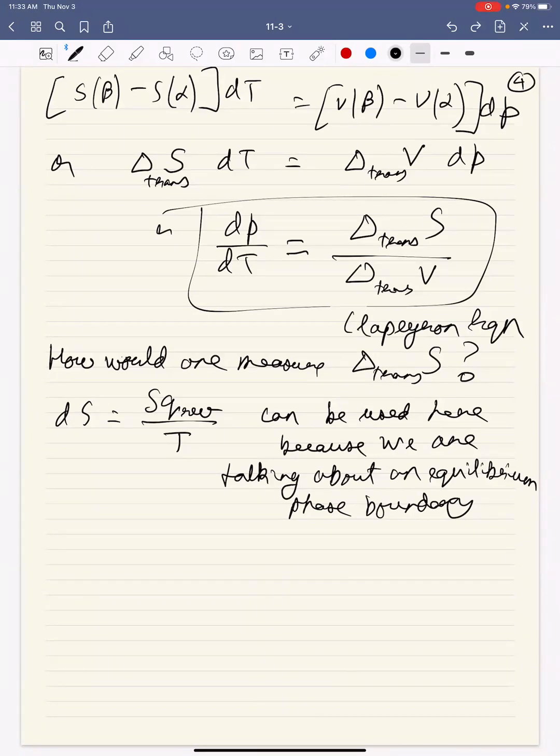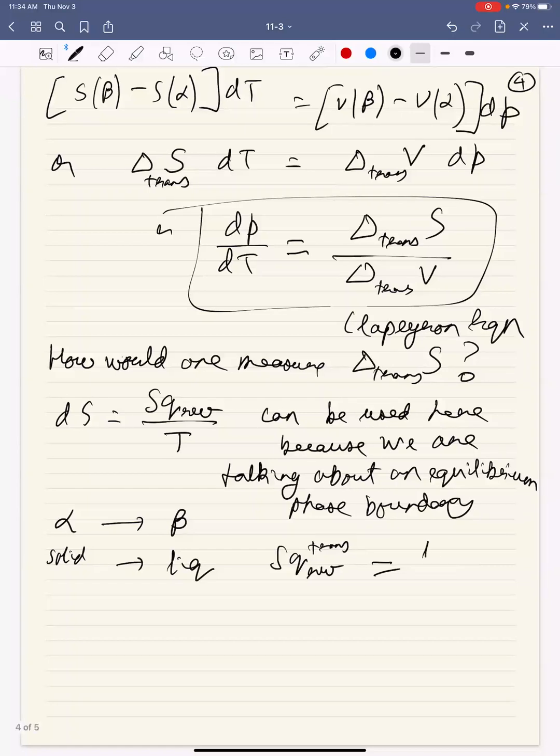So since we are talking about the equilibrium phase diagram, we can measure dS as delta Q reversible by T. For example, if your phase boundary was alpha going to beta, and let's say it was solid going to liquid, then delta Q reversible has a name for this transition. Anyone remember what this name is? It's the latent heat of fusion, right?